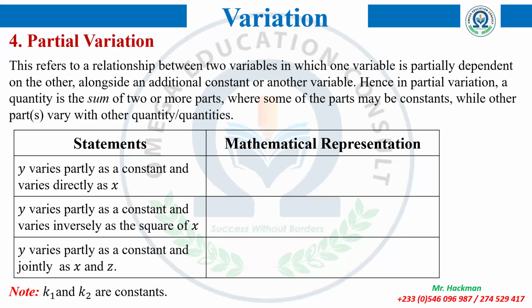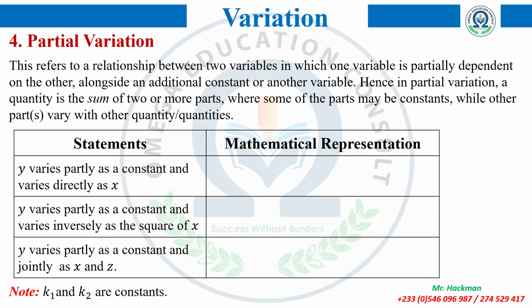Hence, in partial variation, a quantity is the sum. So here we are going to deal with the sum of two or more parts, where some of the parts may be constant, while the other parts vary with other quantities. So some of the parts will be a constant, the other parts will contain a variable or variables. So take note. For partial variation, the key word that you would always see is "partly varies". So immediately you see partly varies, you are talking about partial variation.